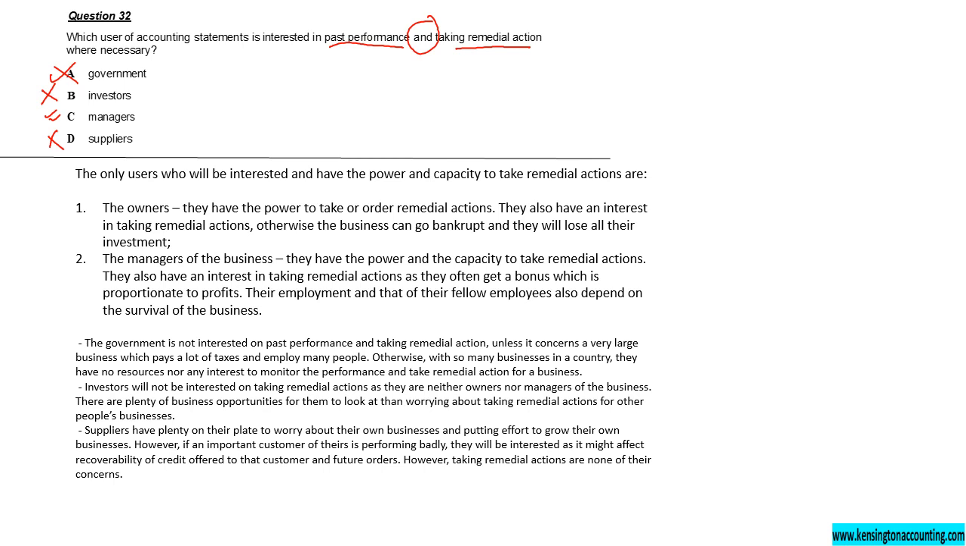and in taking remedial action. Over and above managers, owners are also another user of accounting statements, just like a manager would be interested in past performance and taking remedial action. Also, in this question, owners are not part of the users which we have been required to answer on this. There are some more notes just to give some more color to the answers for this question.